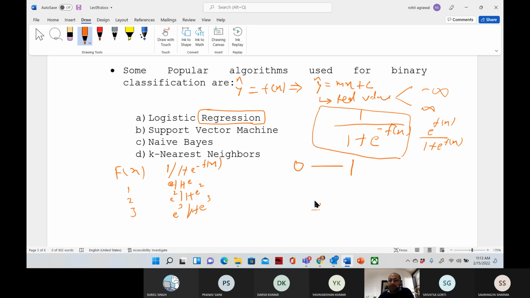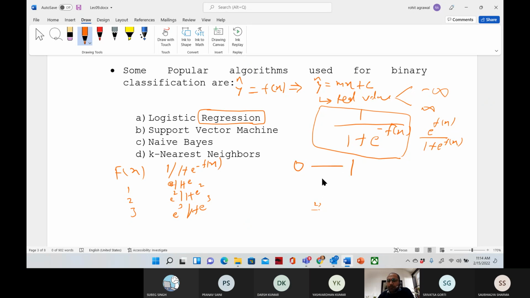So what I'm saying is that it is always 0 to 1, and it will follow some pattern. So you can see we have transformed our real value into 0 to 1. Yes or no? We have transformed our f of x from a real value to 0 to 1.